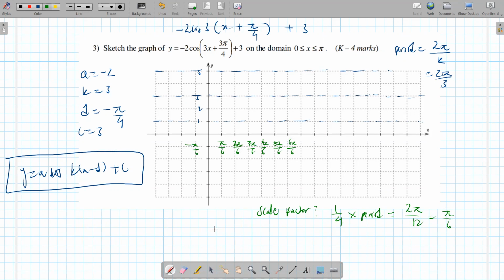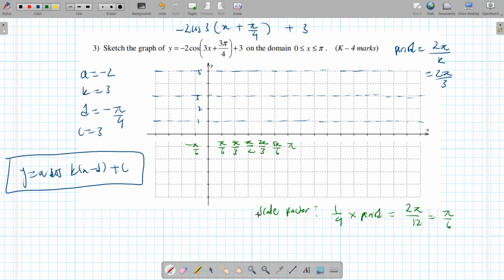Maybe I can simplify this actually. The next one was 2 pi over 6, which is pi over 3. The next one was 3 pi over 6, which is pi over 2. The next one was 4 pi over 6, which is 2 pi over 3. 5 pi over 6, we can't reduce it, and 6 pi over 6 is just pi.